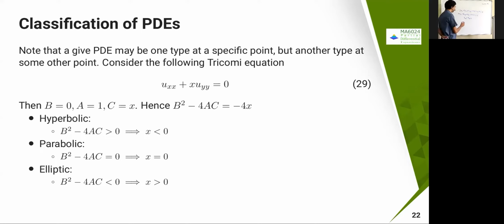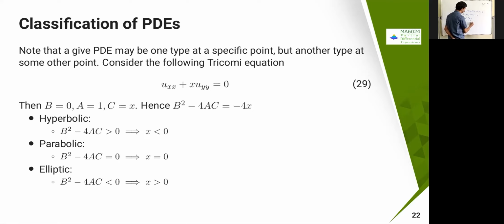Now, what is b here? b is 0, a is 1 and c is x. So I have to find b square minus 4ac. Here b is 0, a is 1, and c is x, so this is going to become minus 4x. I need to check whether b square minus 4ac is positive, zero or negative, so that I can classify them as hyperbolic or parabolic or elliptic.